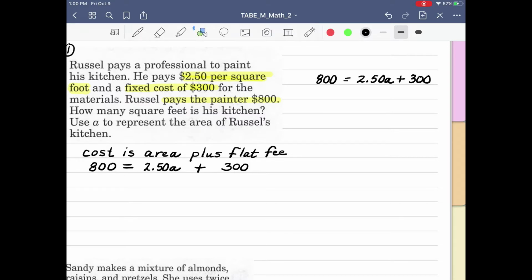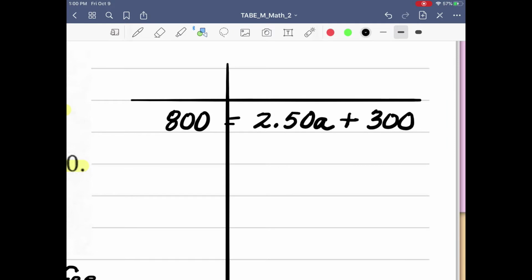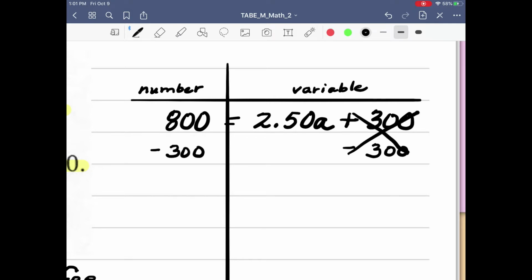So to solve this equation, I'm going to use the method that I showed you. You don't have to do this. If you don't like it, you can do whatever you've learned. But we are looking at our number side, and then here is our variable side. So I'm going to move the 300 over to the number side and cancel. So I am left with 500 equals $2.50 A.